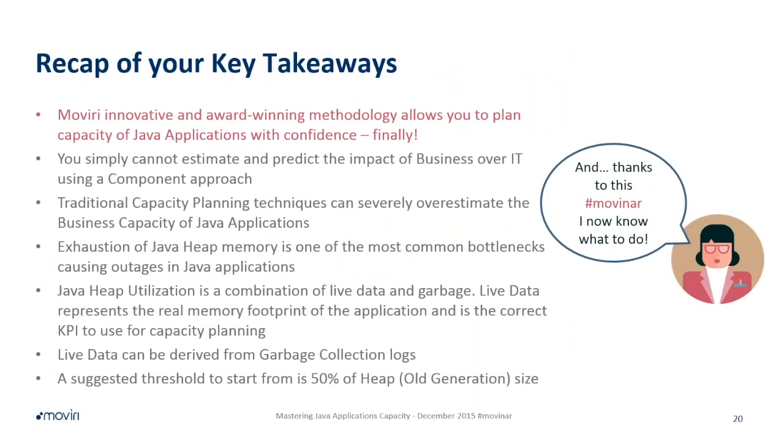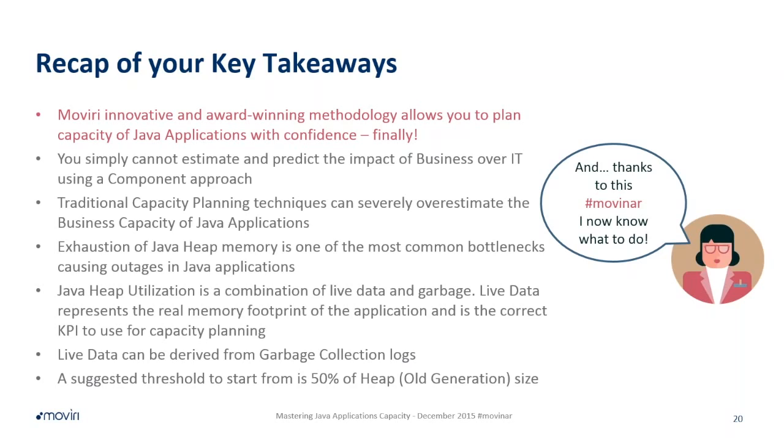So the recap of the key takeaways is that with this Moviri innovative and award-winning methodology, you can start planning capacity of Java applications with confidence, finally. The key point I would like to stress here is that component capacity management, so simply trending IT resource utilization, is not enough. You cannot estimate how many users you can support just by looking at your CPU or memory. Business-oriented capacity planning techniques are the answer. However, they can severely overestimate the business capacity in the case of Java applications. Java Heap memory is in fact one of the most common bottlenecks causing outages in Java applications, and you really need to take that into consideration.